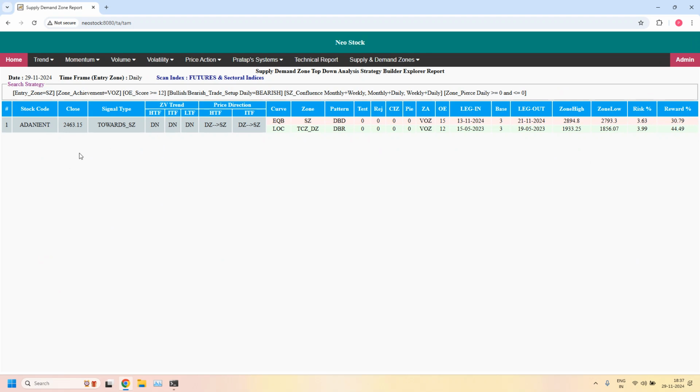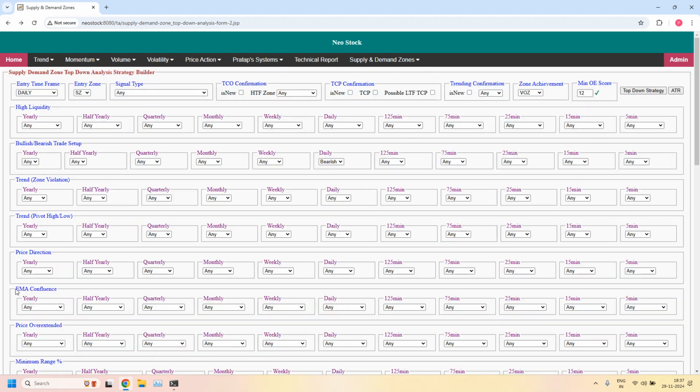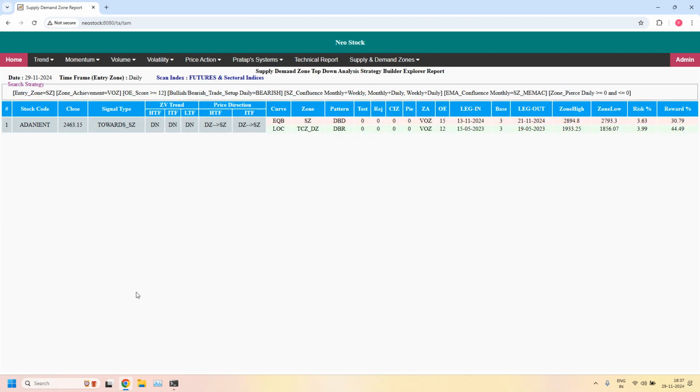Let's check if this supply zone is having monthly EMA confluence. So in the EMA confluence at monthly time frame, because the daily and weekly together are part of the monthly supply zone, monthly supply zone having monthly EMA confluence filter is enabled. With this filter, the stock is filtered. So it's even more high probability trade setup supported stock. So this is about monthly income trade bearish trade setup.